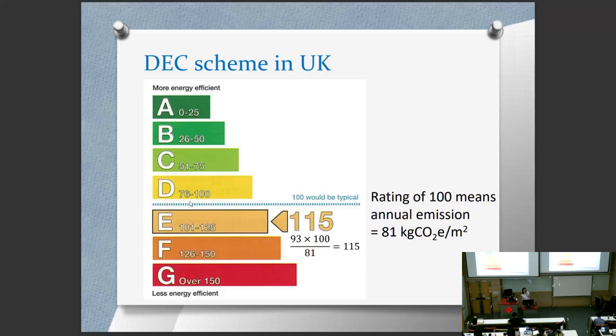And 100 will be typical. So this typical means the annual emissions of 81 kg carbon dioxide equivalent per square meter. If your building emits more than this value, then your rating will be E, F, or G. If the emissions are less than 81 kg of carbon dioxide equivalent per square meter, then your rating will be A, B, C, or D. A is the best. The less energy you consume, the better the efficiency rating. Reasonable?